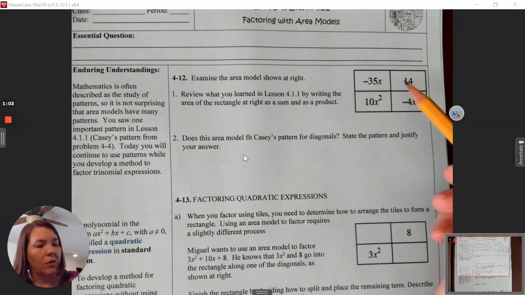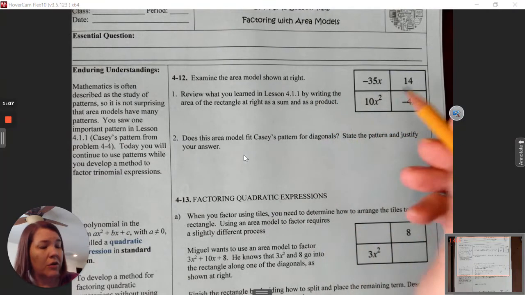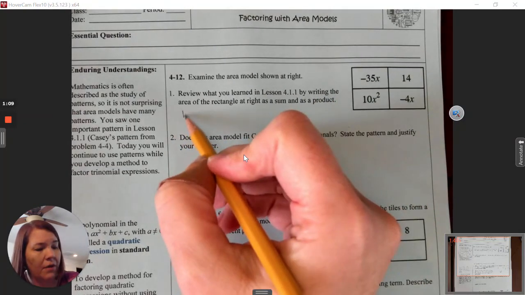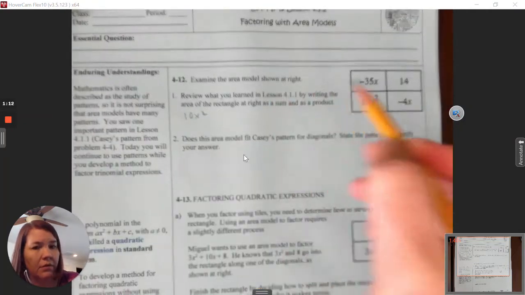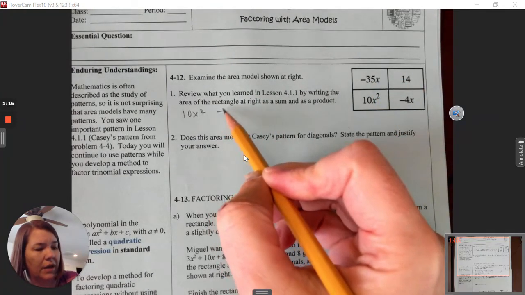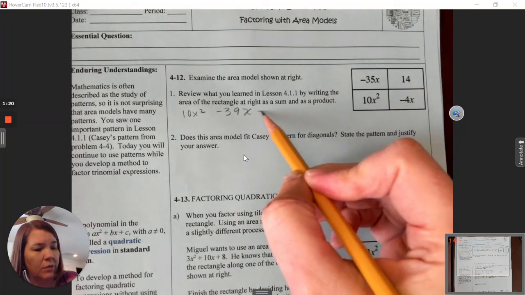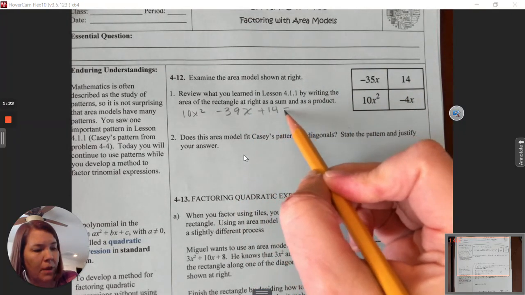So anyway, we're on 4.1.12. Examine the area model shown at the right and review what we learned, writing it as a sum and a product. So I'm going to start with the sum. I've got 10x squared and negative 35x and negative 4x make negative 39x. And then I'm going to move on to this last one, plus 14. So there's my sum. And then there's my product.